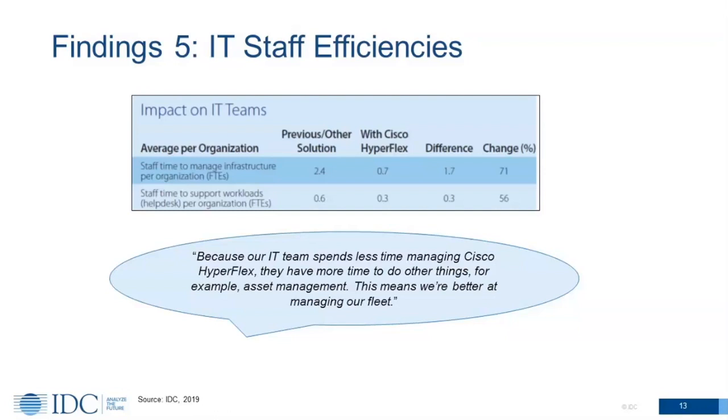For study participants, these efficiencies are typically important not only because they represent an efficiency that can help them compete more effectively and cost efficiently, but because they free up valuable staff time to take on other initiatives and activities that are important to the business. You can see one example here in the quote on this slide. This is an organization that's been able to transfer staff time freed up through efficiencies with HyperFlex from day-to-day IT activities to supporting business operations, in this case, managing its fleet and doing that better.